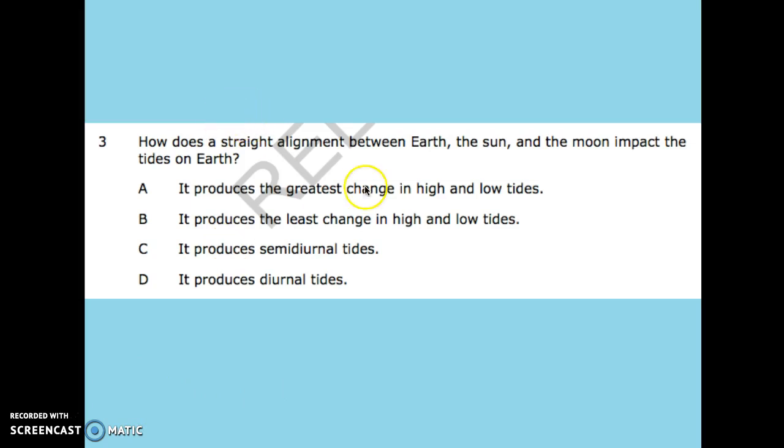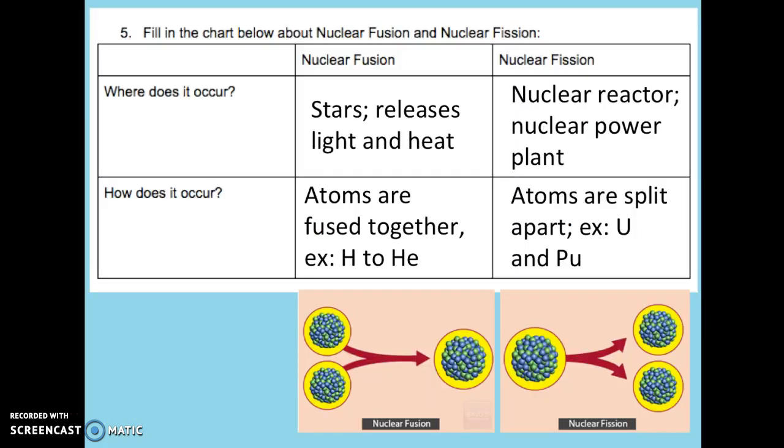So a straight alignment is going to be referring to the spring tide. So it's going to produce the greatest change, the greatest difference in high and low tides because you have the moon, earth, and sun all lined up. And so that means it's tugging basically east and west on the water. So it's going to produce bigger changes in the tides.